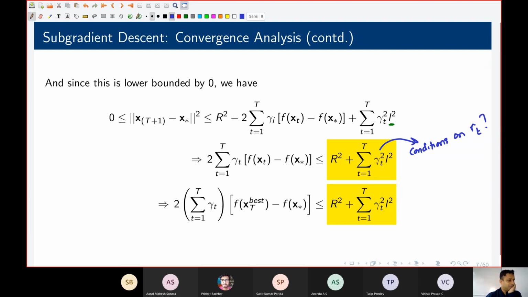What conditions do you like on gamma t? I mean, would you like gamma t to go to 0 as t tends to infinity, for example? See, we want to make sure that, okay, we have made this transition here, that the summation over gamma t times f of x t minus f of x star is less than or equal to r square plus this additional term. Now we will translate that to f t best. So that also will hold, right? Because this is anyways less than or equal to.